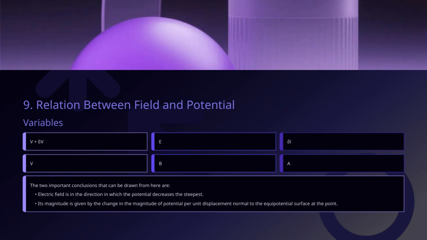Connecting this to the overall theme, understanding this relationship helps us see how potential and electric field are fundamentally linked, with the field essentially guiding us along the steepest potential descent. This connection is crucial for grasping how electric forces operate in various scenarios.